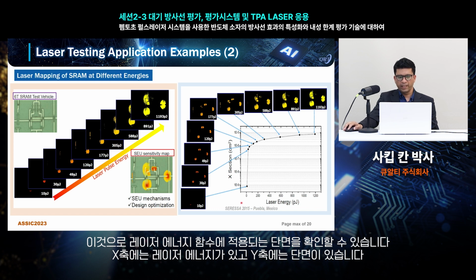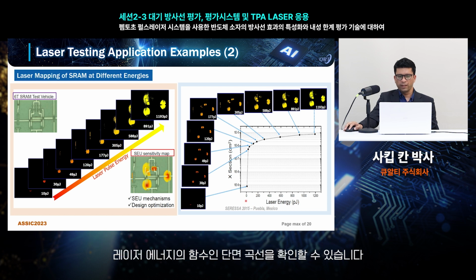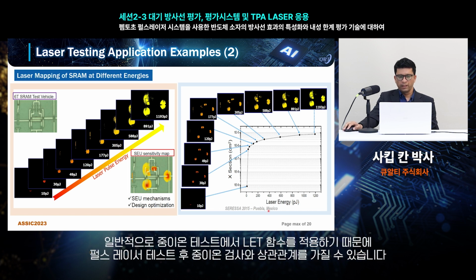On the x-axis, we have laser energy, and on the y-axis, we have the cross-section. And you can see we can find the cross-section curve as a function of laser energy. Typically, it is plotted as a function of LET in the case of heavy ion testing. So it can be correlated with heavy ion testing after the pulse laser testing.